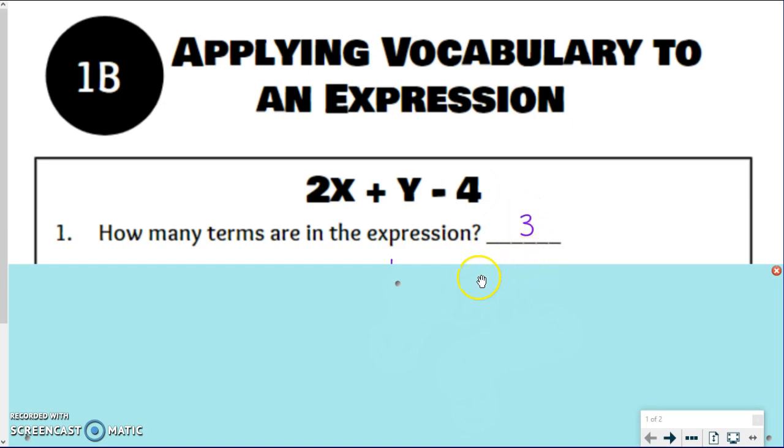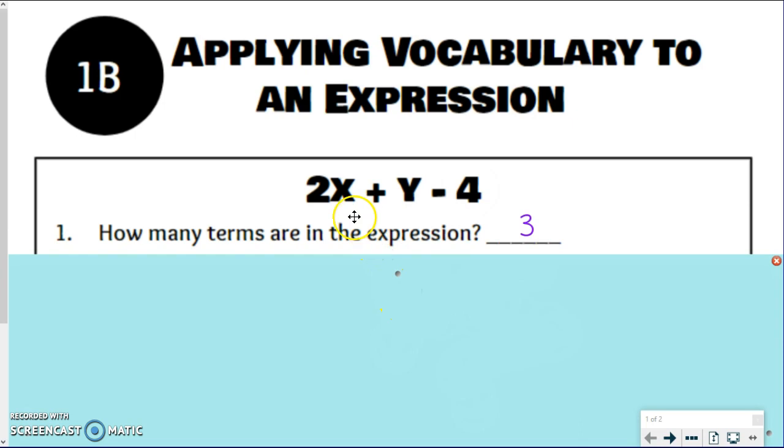There are 3, because remember, terms are separated by addition and subtraction signs. So when I look, 2x is multiplication because I'm doing 2 times x. So that is one whole term. But then I see a plus sign, so that separates it between the next term, which is y. And then I've got a subtraction sign to separate from the next term, which is 4. So I've got 1, 2, 3 terms.